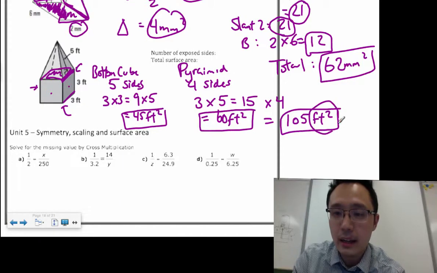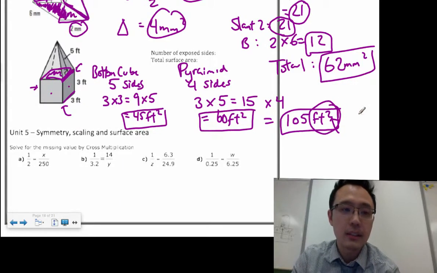Make sure you have your unit after with exponent 2. So that's the surface area.